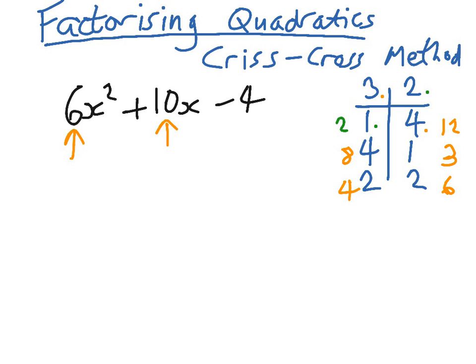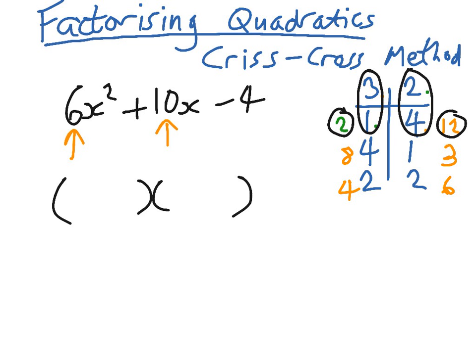Now, using the 2 and the 12 and the numbers that are associated with that, so in other words, we have the 3 and the 1 and the 2 and the 4. So in our brackets, because these are going to be double brackets, we're going to have 3x and then a 1 in that first bracket, and in the second bracket we're going to have a 2x and 4. So the only thing that's to be decided now is the sign.